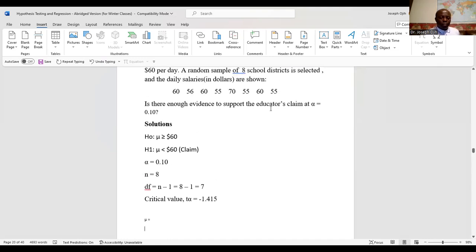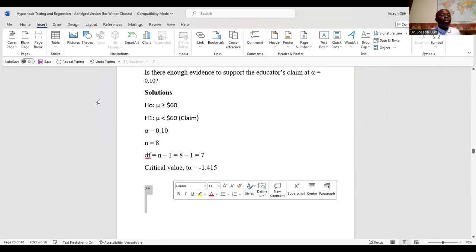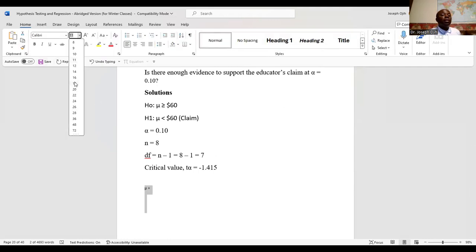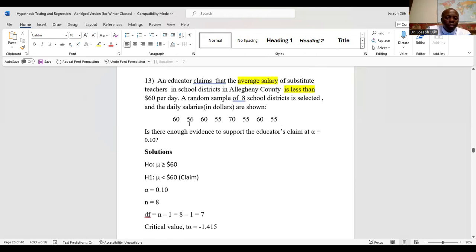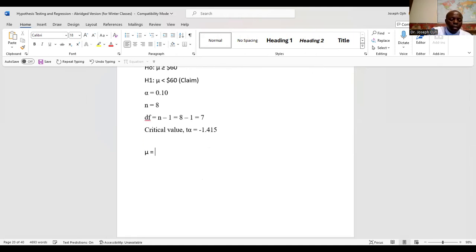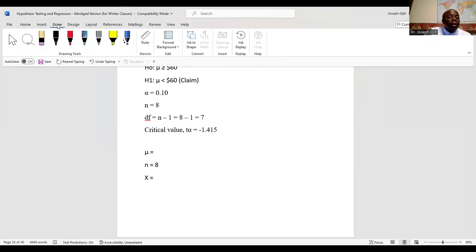Then I collected a sample of 8 school districts. N equals 8. Then for the sample mean X bar, we have to calculate it by ourselves. Then the sample standard deviation S, we also have to calculate by ourselves.